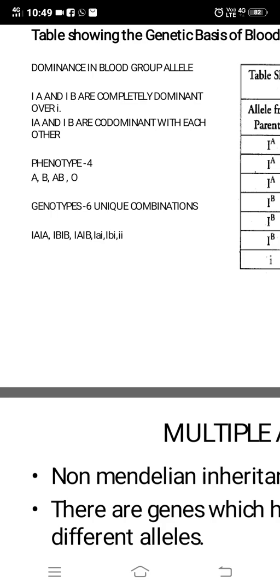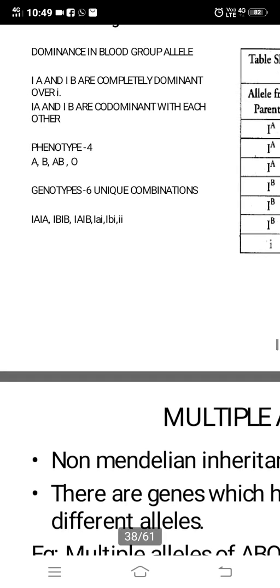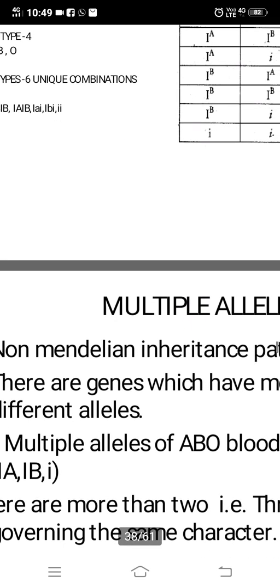So how many phenotypes are obtained? A, B, AB and O. Now genotypes, how many genotypes? 6 unique combinations you get. That is IAIA, IBIB, IAIB, IAi, IBi and ii.